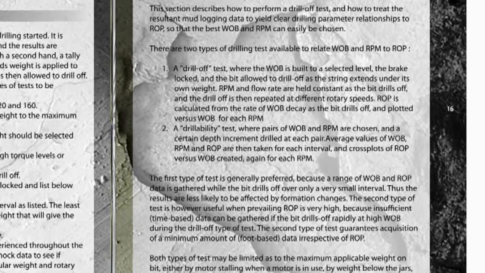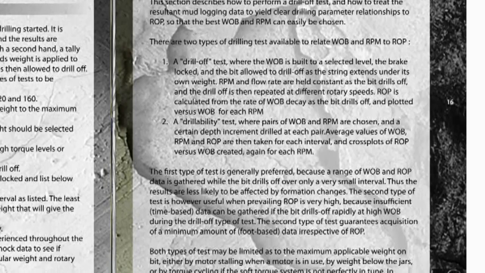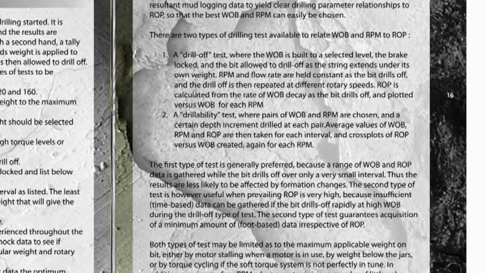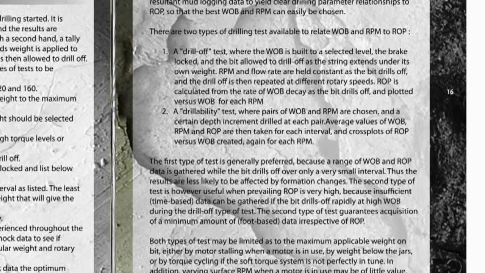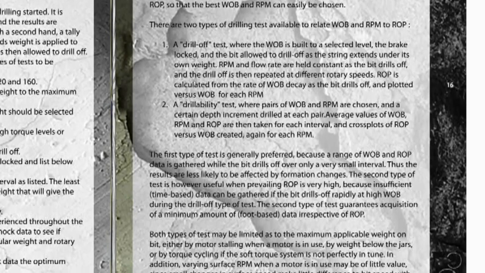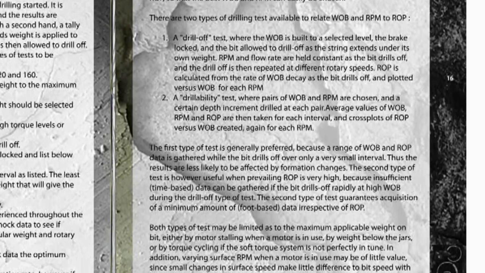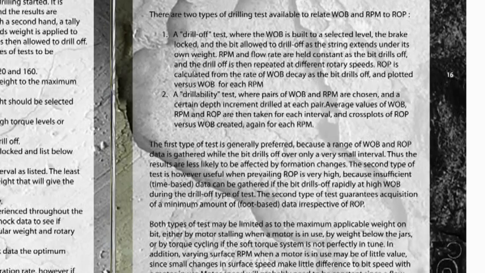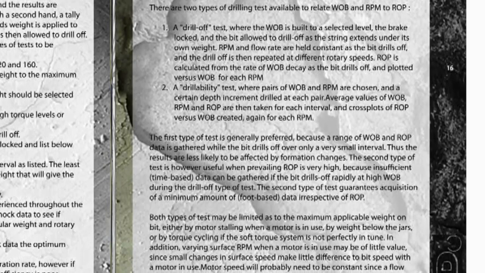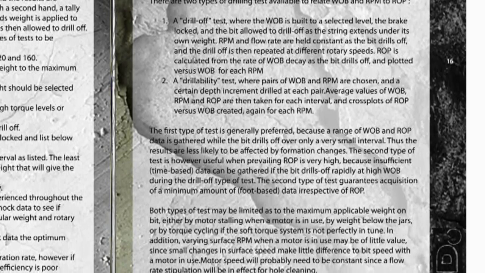The first type of test is generally preferred because a range of WOB and ROP data is gathered while the bit drills off over only a very small interval. Thus, the results are less likely to be affected by formation changes. The second type of test is, however, useful when prevailing ROP is very high, because insufficient time-based data can be gathered if the bit drills off rapidly at high WOB during the drill-off type of test. The second type of test guarantees acquisition of a minimum amount of foot-based data, irrespective of ROP.